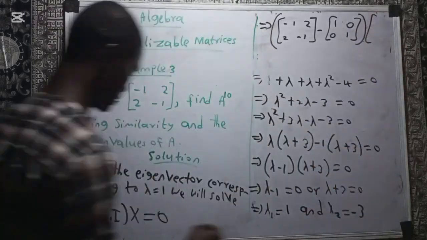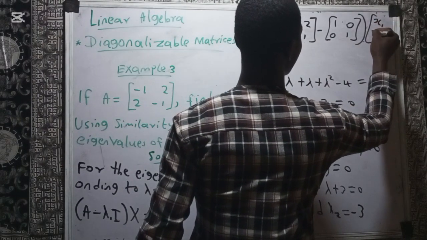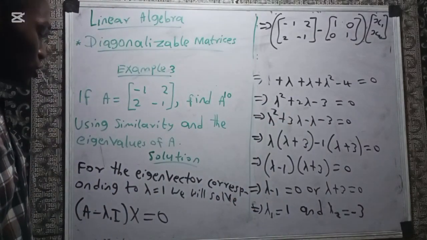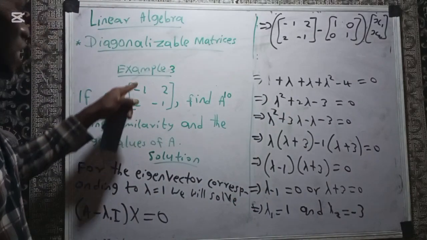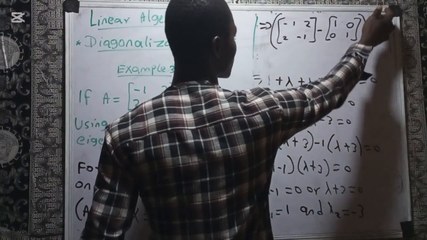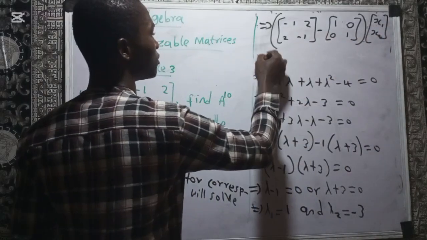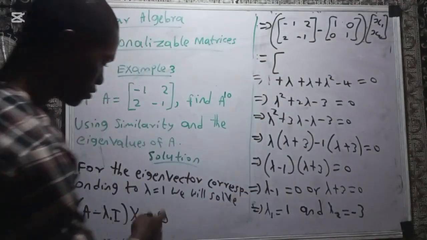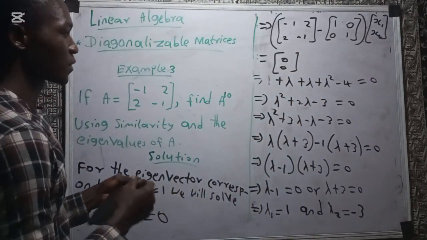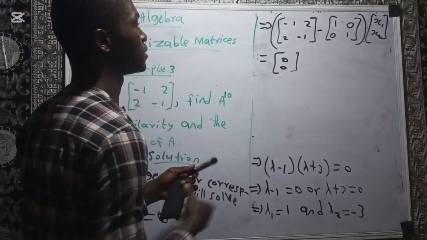Then your X is the column vector x1, x2. It will stop at x2 because you know your matrix A is 2 by 2. So how many rows? 2 rows. So we need just x1, x2. If your matrix A is 3 by 3, it will be x1, x2, x3. So we equated to this 0 will be the 0 column matrix. So this is what we have. So with that we can proceed.